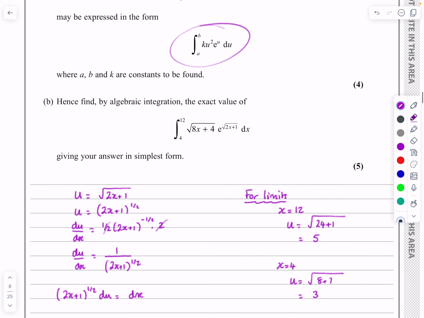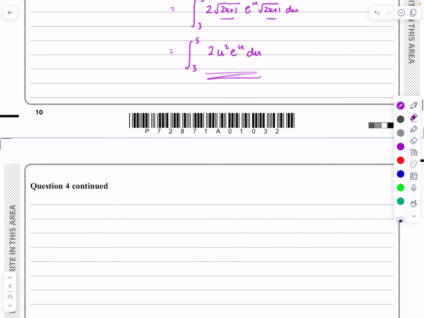Okay, let's have a look at part B then. Part B says, hence integrate that thing. So if I'm going to integrate the root 8x plus 4 e to the root 2x plus 1, I'm not going to integrate that. I'm going to integrate this part here, aren't I? So for part B, it's the integral between 5 and 3 of 2u squared e to the u du.